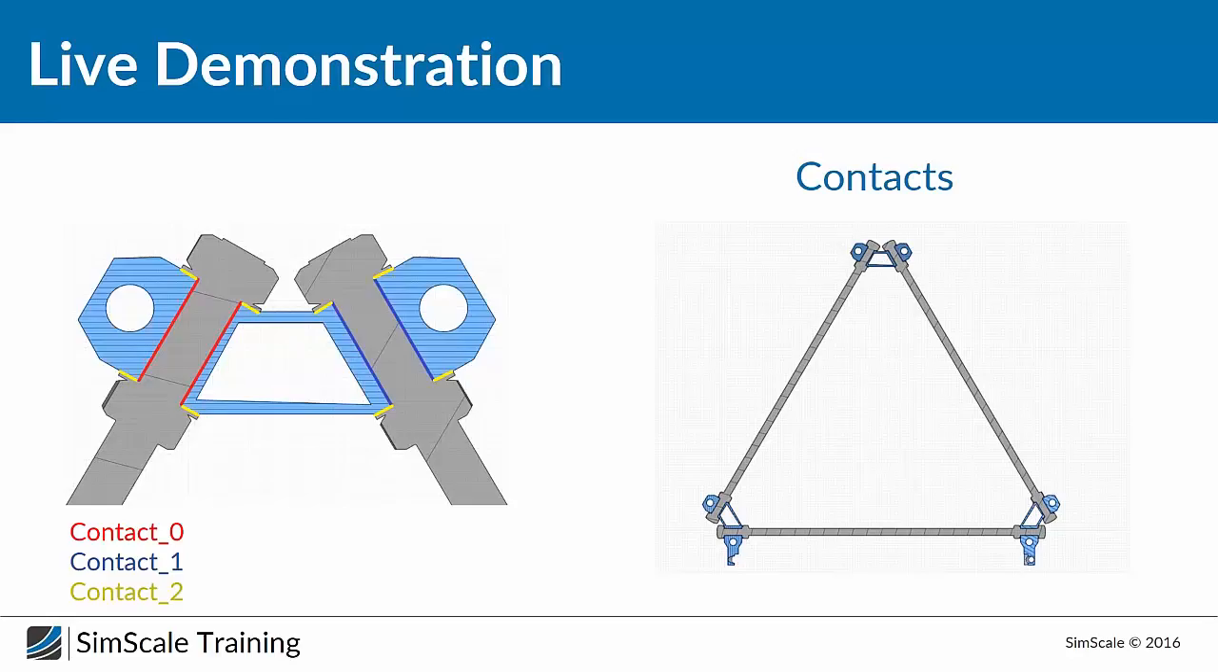Georgi wants to know if it's possible to conduct plastic analysis with orthotropic materials. It's not possible right now. Right now we are only supporting isotropic materials, but this is something which will come soon.